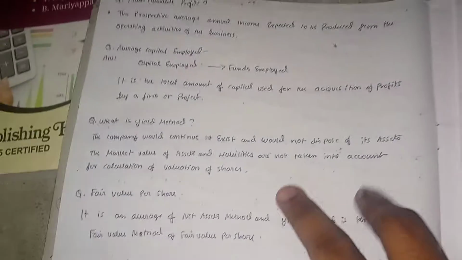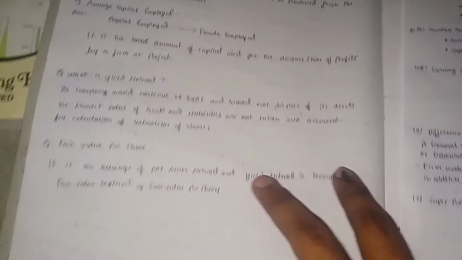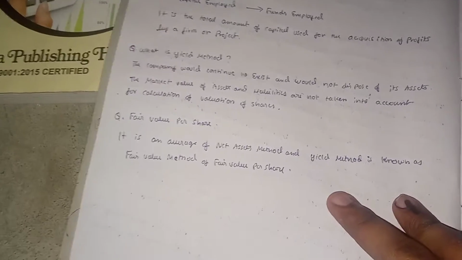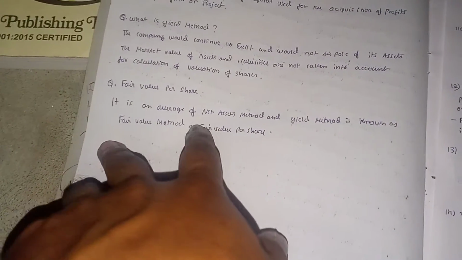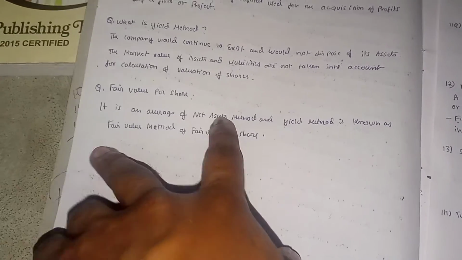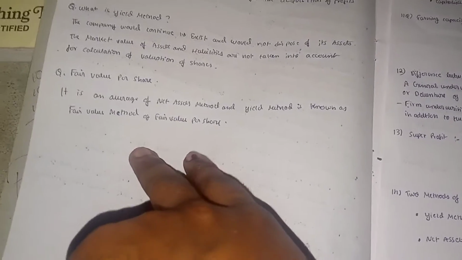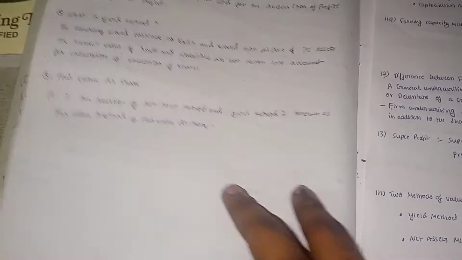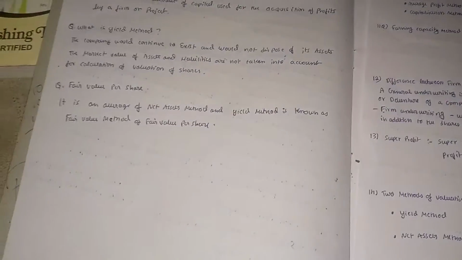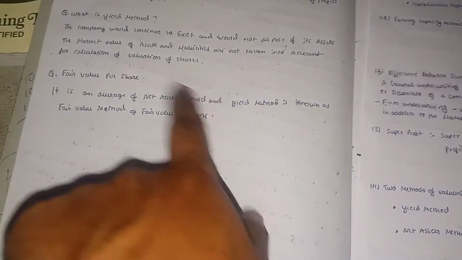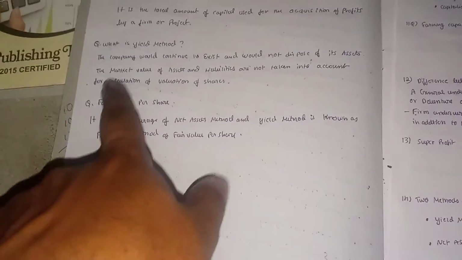So these lines, if you buy it and write in the exam, it's okay. Fair value means the average of the net assets method and the yield method. The formula for this is net assets method plus yield method divided by 2. So if you do it like this, you will get the average. The average between both is known as the fair value method.